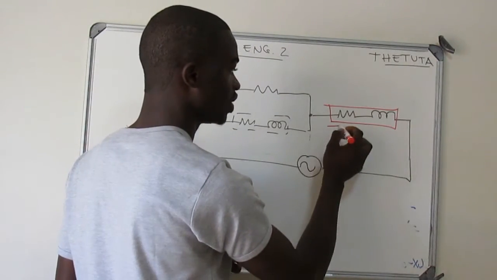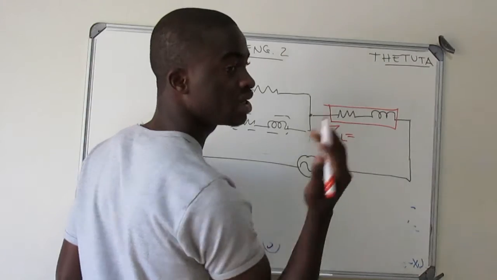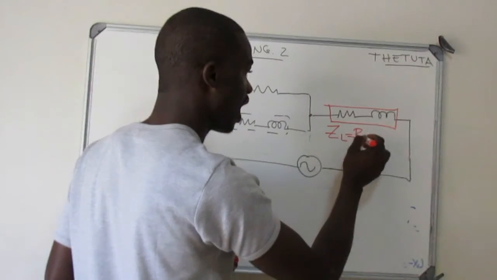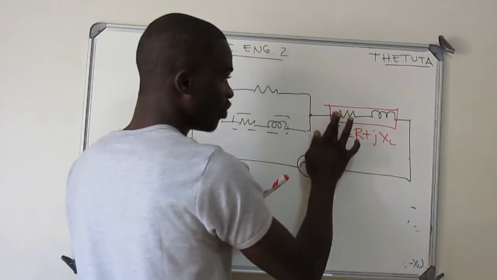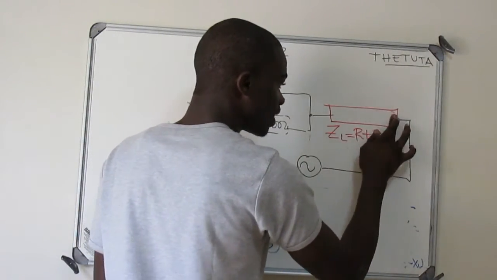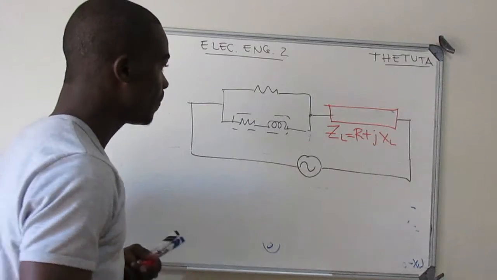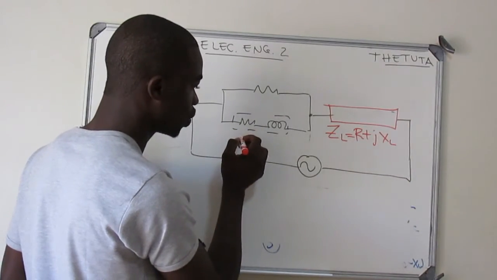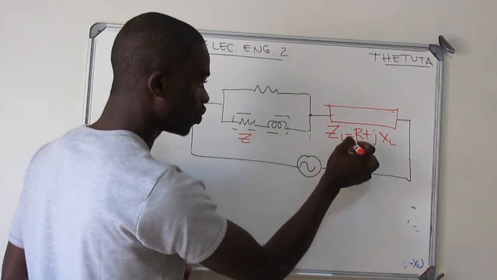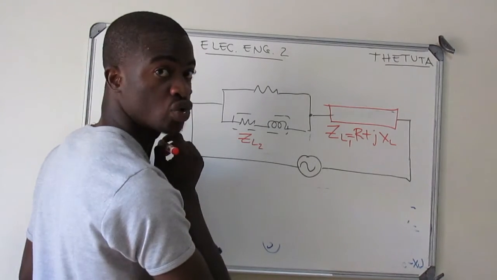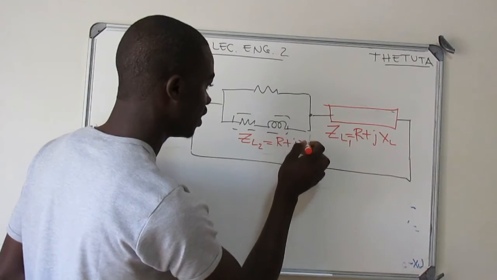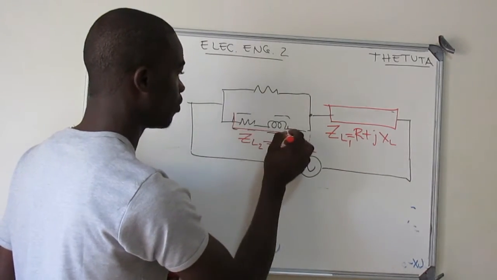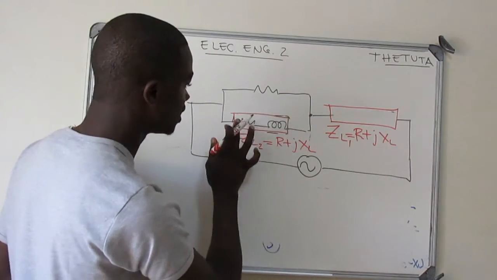So you can call this ZL1, and then we calculate it. How do we calculate it? It's going to be R plus jXL. So after getting this impedance, the two become one impedance. Okay? And then here, what's happening again? We have a coil. We can call it coil 1, and then coil 2. And then what happens? This is going to give us R plus jXL.